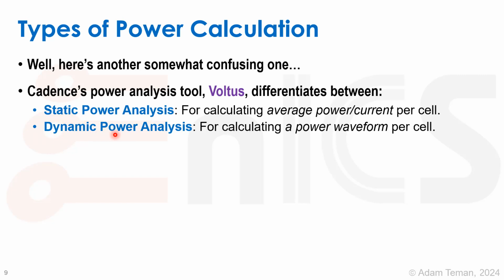On the other hand, when they say dynamic power analysis, what they're talking about is a power or current waveform per cell. So each cell is going to show us the actual waveform of the current or the power consumption over a period of time. And dynamic power analysis is much heavier, calculation-wise and also storage-wise, than static power analysis.